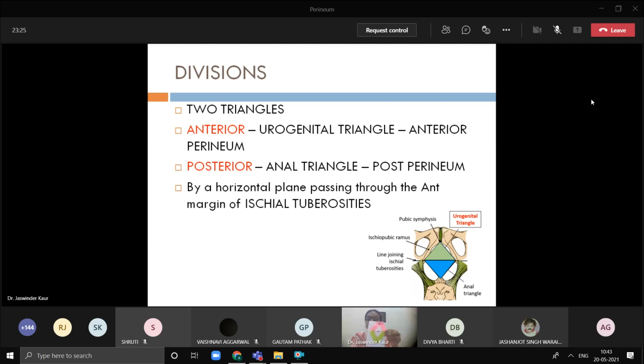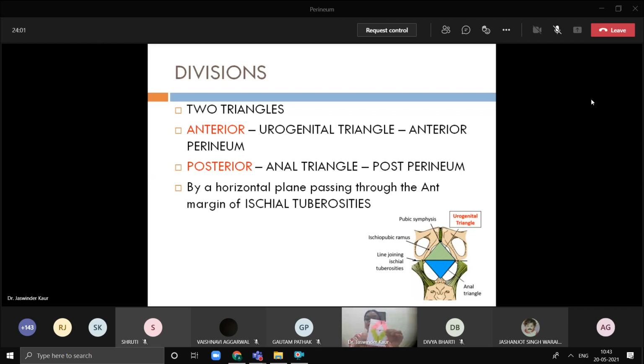So this is the upper triangle, this is the lower triangle. This is the anterior triangle, this one is the posterior triangle. Or you can say this whole perineum is divided into the anterior perineum and the posterior perineum. The anterior perineum is known as the urogenital triangle, and the posterior is known as the anal triangle, right? In the center of this imaginary line, this black point is the perineal body.